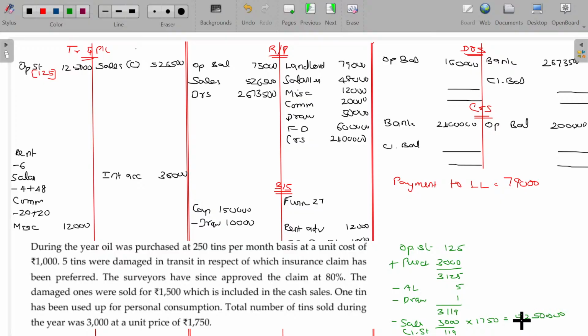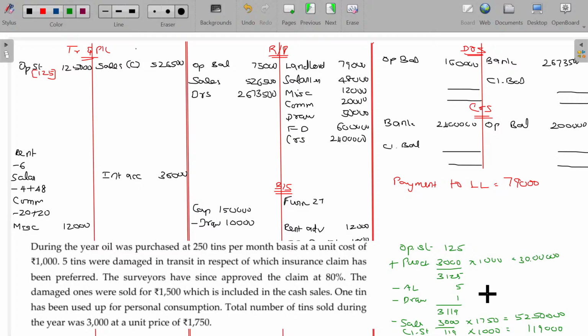This is about the overall sales. What about the closing stock value? The newly purchased item costing 1000 means for 119 tins remains with us in closing stock, valued at rupees 1,19,000. What is the purchase value? Multiply with the 1000, so 13 lakhs will be the purchase value.